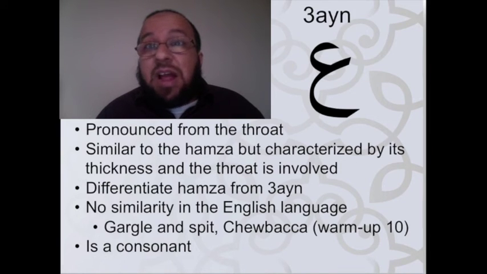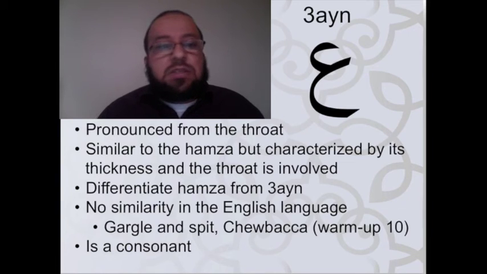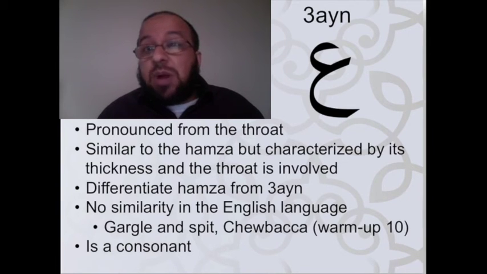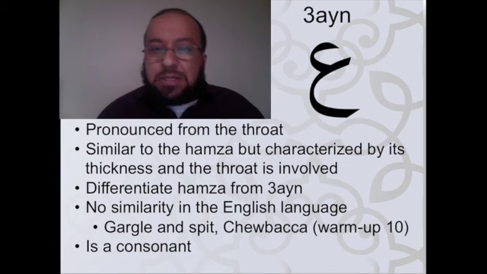It's not the Hamza. It's not the letter Ain. This is the letter Ain. Throat is involved. Deep thickness. No similarity in the English language. The gargle and spit or the Chewbacca warm-up number 10 is going to help you pronounce this letter. And this letter is a consonant.